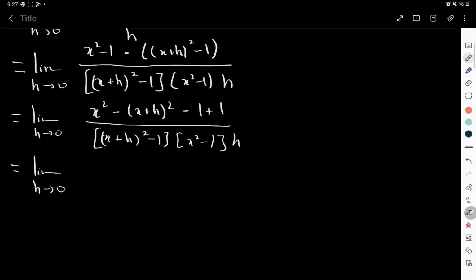What do we get here? x squared minus x plus h squared. So x squared, let's try to do it mentally. x plus h squared is x squared plus 2hx plus h squared, right? x plus h squared.